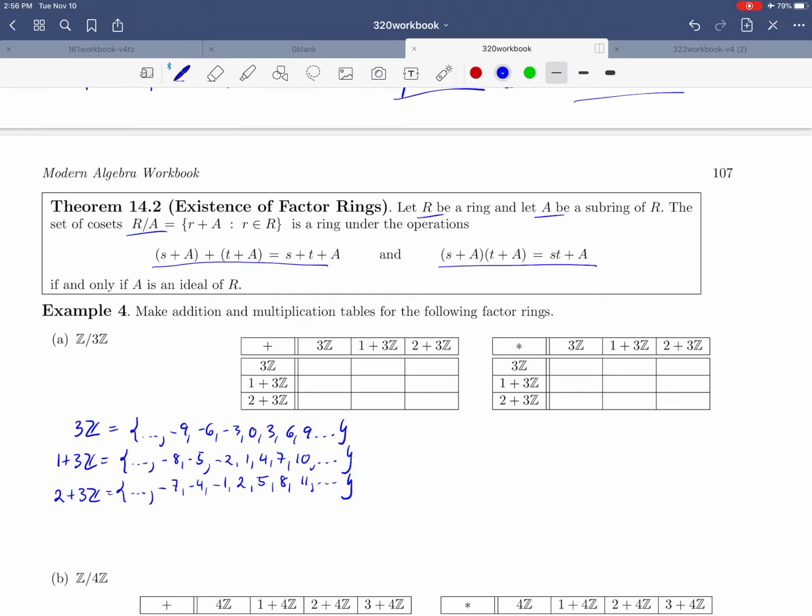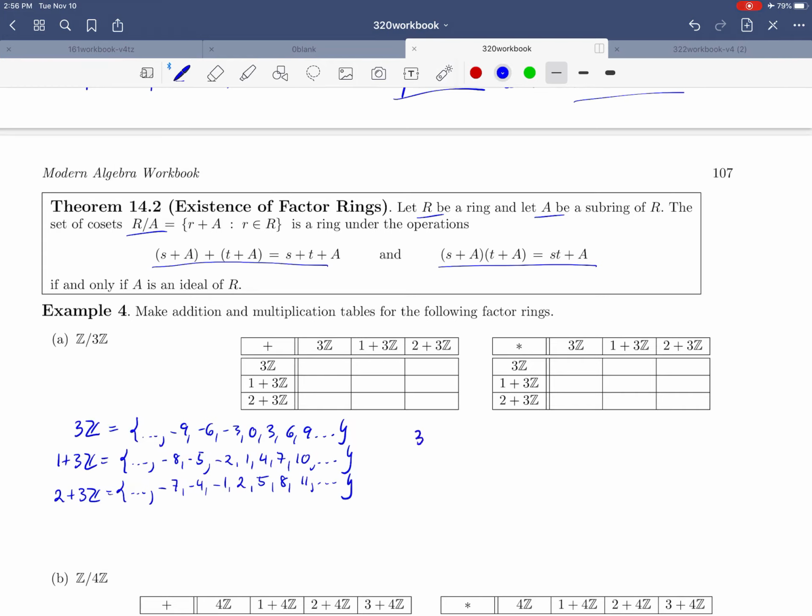And so that's it, right? We partitioned Z into these three cosets, 3Z, 1 plus 3Z, 2 plus 3Z. So those are the elements in our factor ring. Now the question is, how do they behave under addition and multiplication? And that's what our two tables are for. So let's fill in the addition table and the multiplication table.